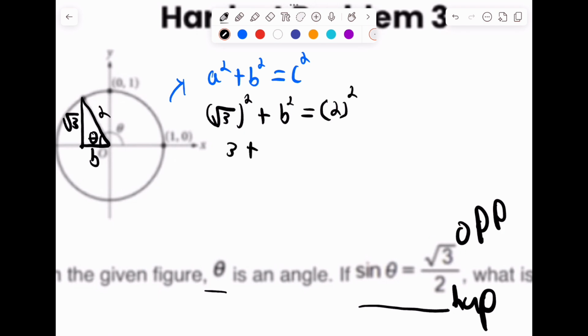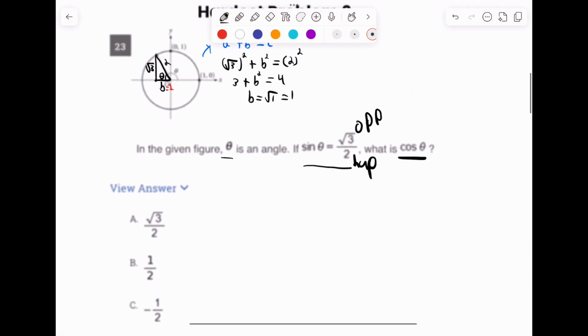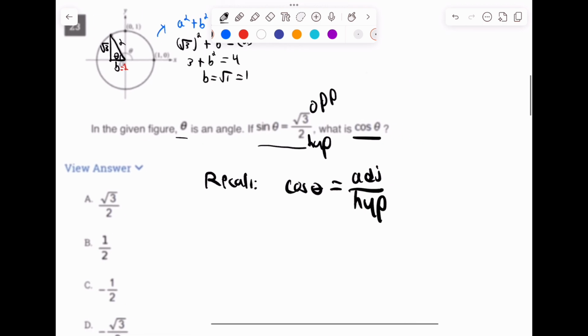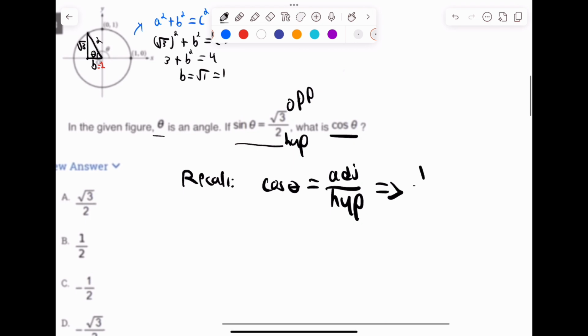So once these get squared and simplified, we get 3 plus b squared is equal to 4. And we get b is equal to root 1, which we all know is equal to 1. So now we know that b is equal to 1, and now we have all the necessary details to find cosine theta. Now, if you recall from your trigonometry class, cosine theta is adjacent over hypotenuse, which adjacent just means the side next to the angle. So that would be, in this case, b, which is 1, over hypotenuse, which is 2.